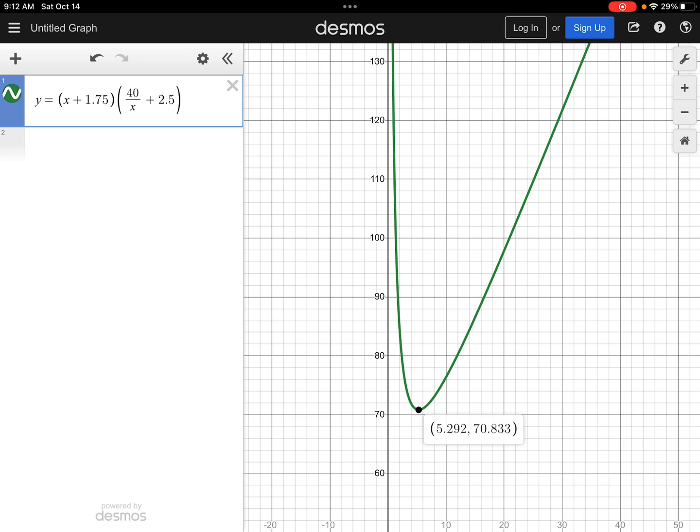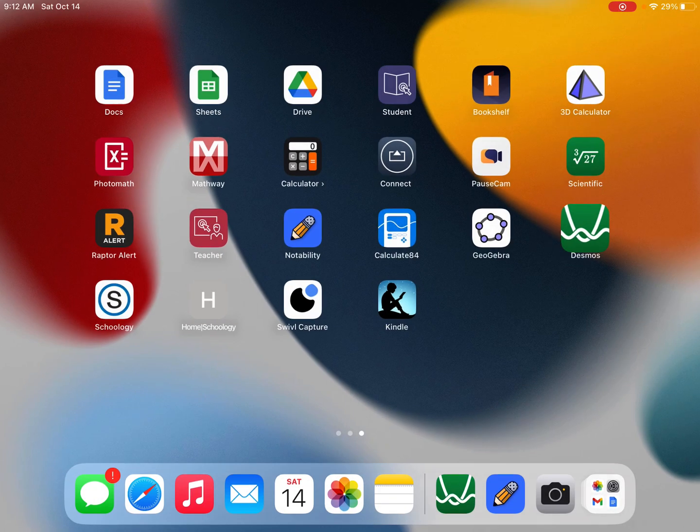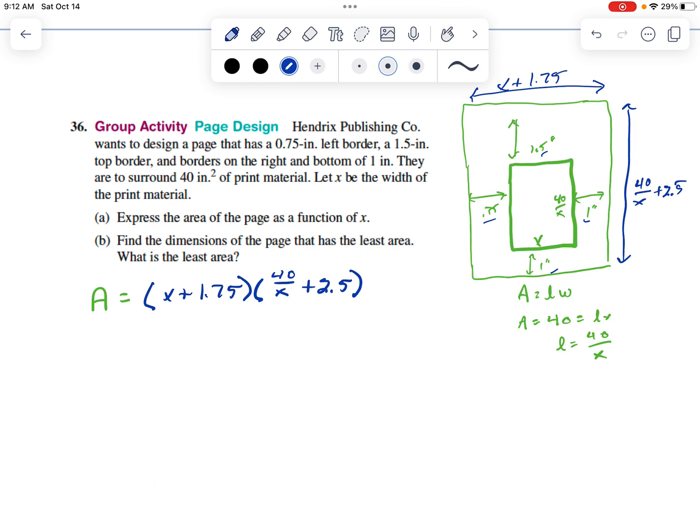5.29 for the x value, and it's 70.83 for the y value, which is our area. So what are the dimensions of the page that has the least area? Well, the least area is that 70.83 when x equals 5.29, but that's not just what they asked for.